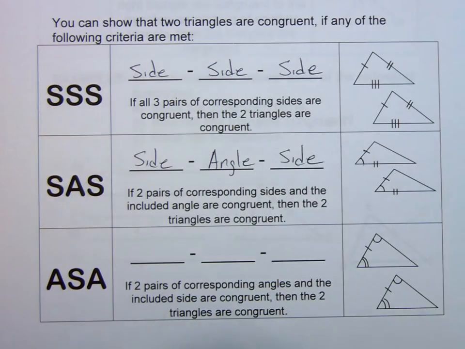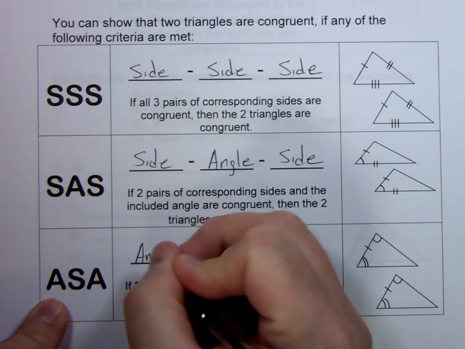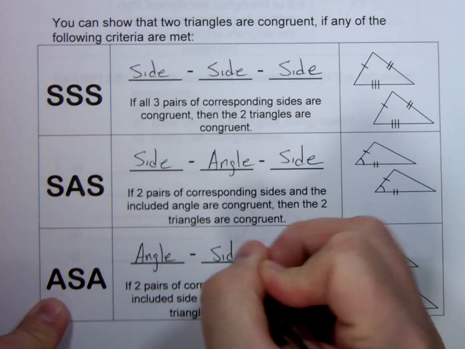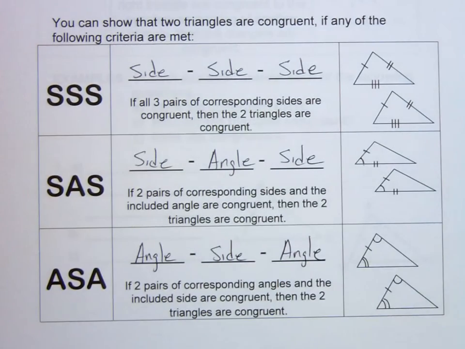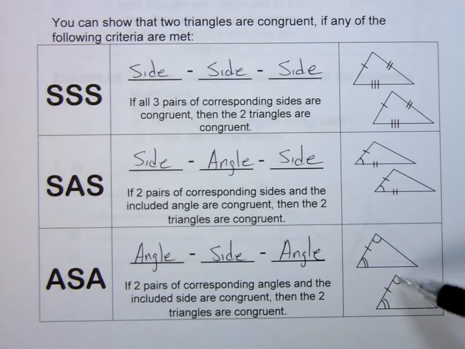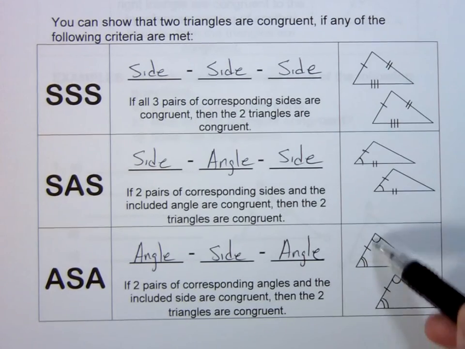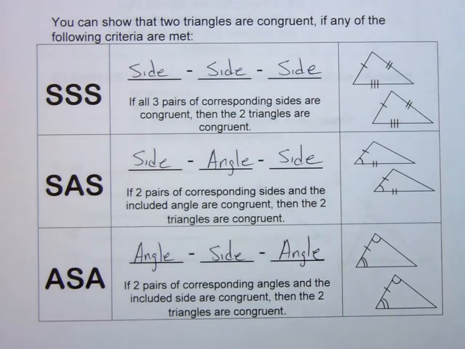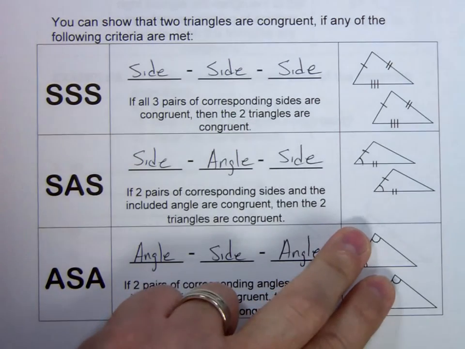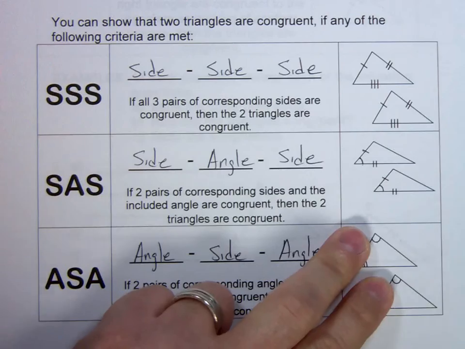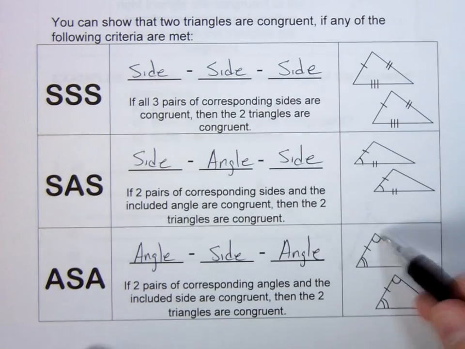Same concept on the next one. This is angle, side, angle. And once again, that order is important. The sides have to be the included sides. If two pairs of corresponding angles and the included side are congruent, then the two triangles are congruent. So notice you got two pairs of congruent angles, and it's the included sides that are congruent. So if we didn't know these sides were congruent and we had a different pair of sides congruent, that would not fit angle side angle. Okay? For it to be angle side angle, those sides have to be between the angles.